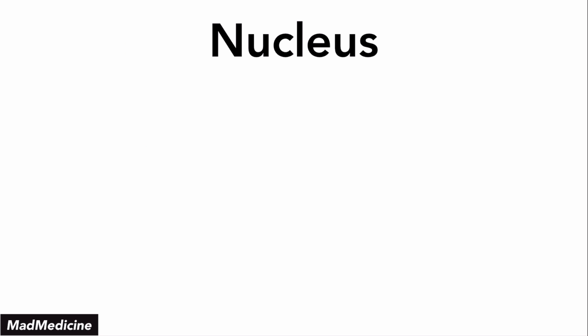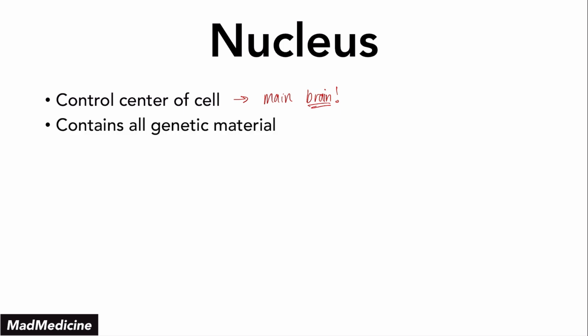The nucleus is very important because it is the control center of the cell. This is where everything is coming from. Think of this as the main brain of the cell. This is where everything occurs, especially in terms of telling the rest of the cell what to do. In the nucleus, you have genetic material, all right? The genetic material is DNA. So DNA sits in the nucleus. And the nucleus is surrounded by the nuclear membrane or the nuclear envelope.